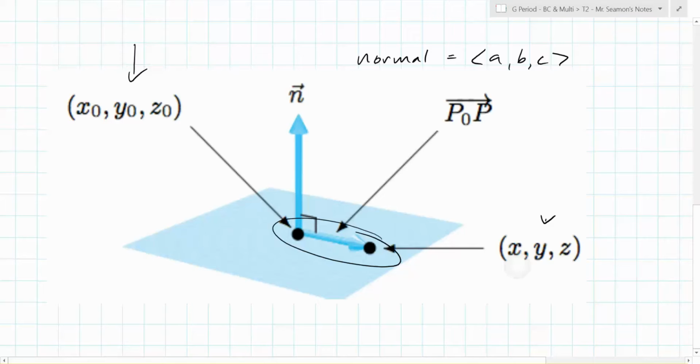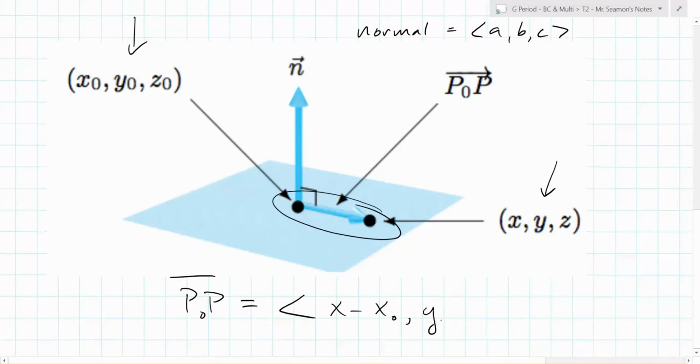So that vector, P naught P, what is that going to be equal to in component form? If you had to write the components of that vector, what's the x component? X minus what? X naught. And what's the y component? Y minus what? Y naught. And z minus what? Z naught.